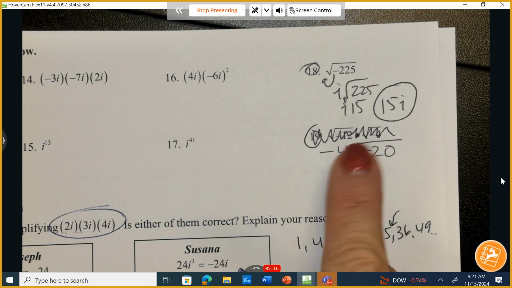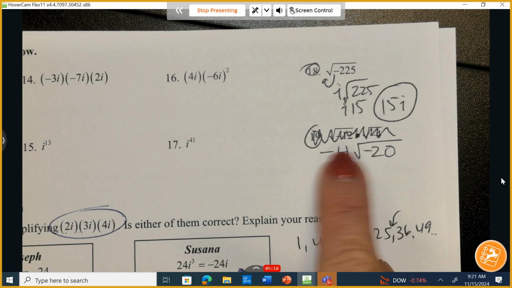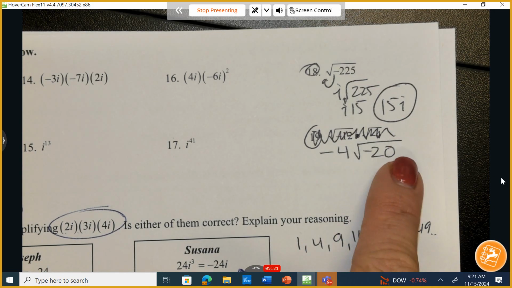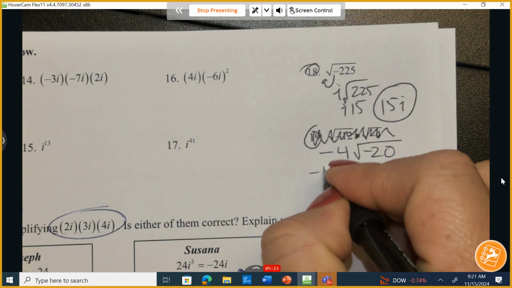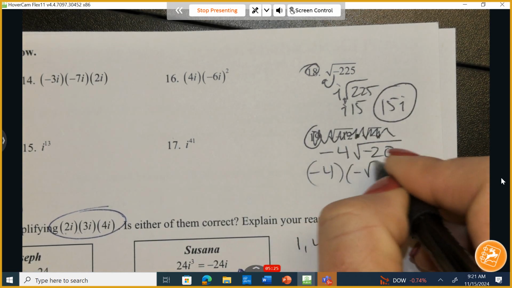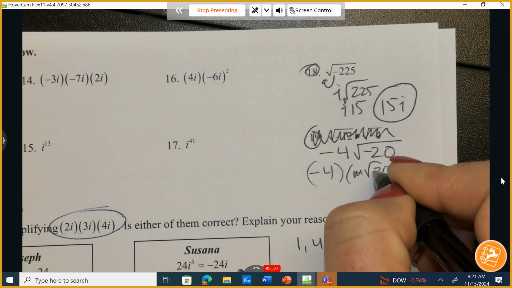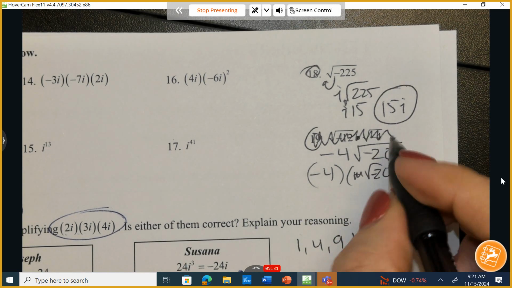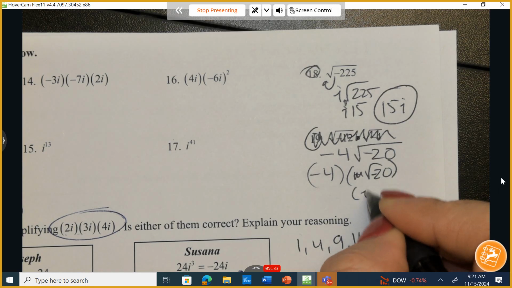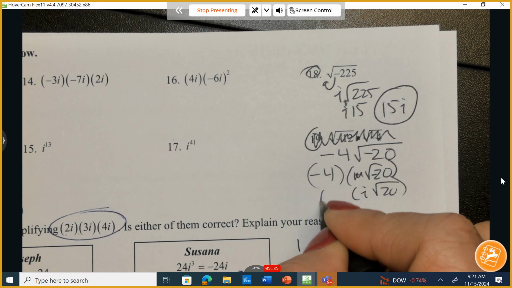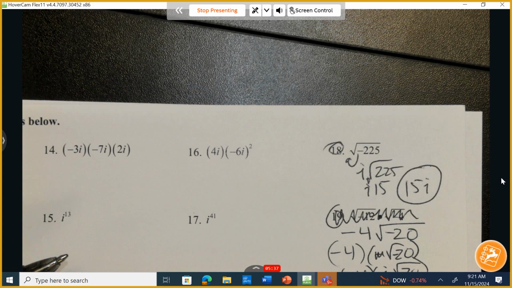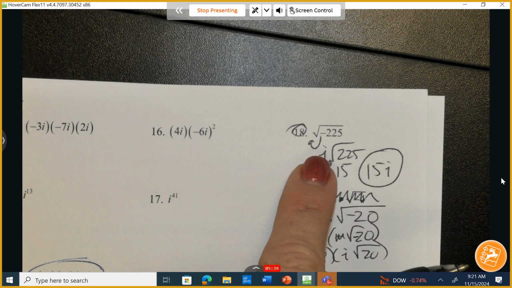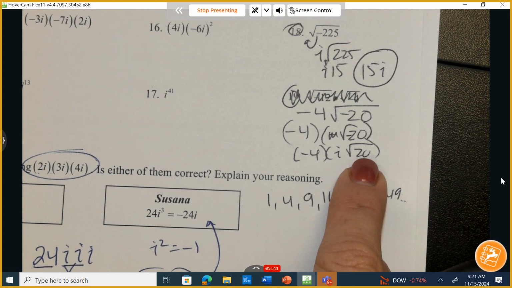I cannot multiply through here, so I can't say the square root of 80 or positive square root of 80. What I'm going to do is think of these as two separate expressions that I'm multiplying. Inside of here, I'm going to take that negative sign, and it's going to pop out front, just like we completed number 12 and number 18. Same thing. Now the square root of 20.